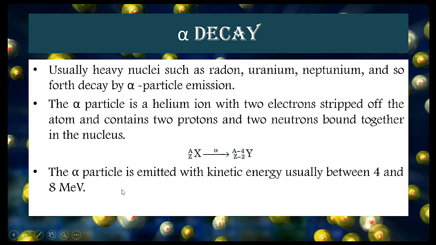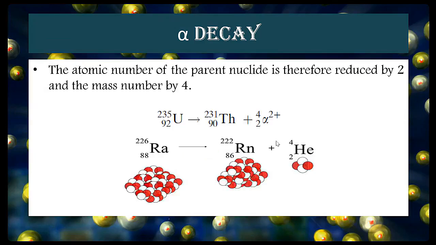So here you can see a particle which has atomic number Z and mass number A undergone alpha decay. Daughter nucleus Y has formed, which has atomic number Z minus 2 and mass number A minus 4. The kinetic energy of this alpha particle will be almost 4 to 8 mega electron volt.